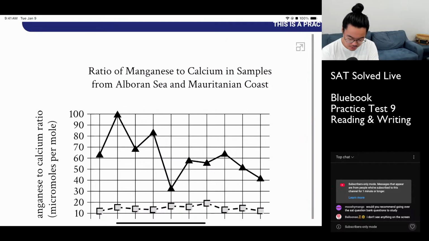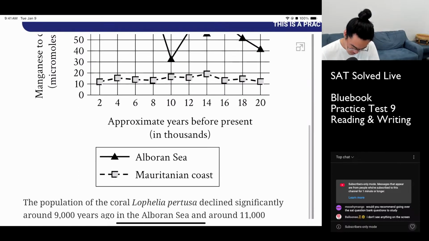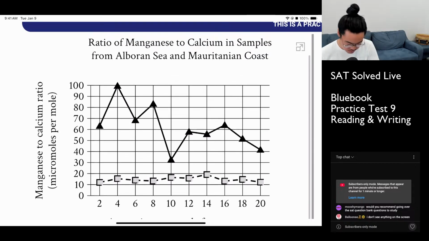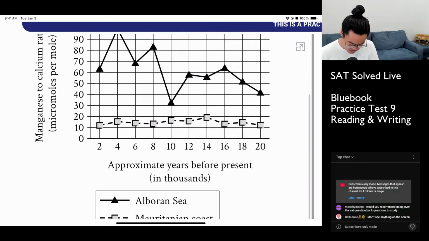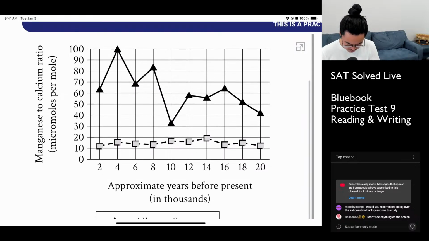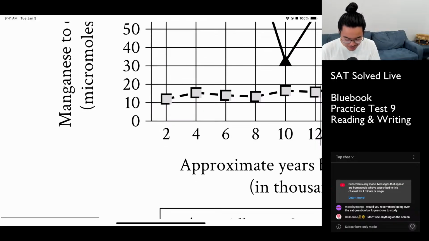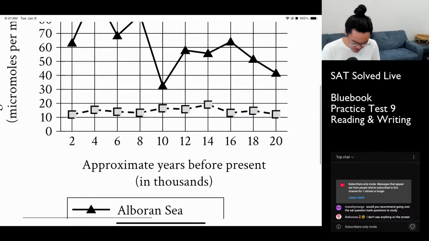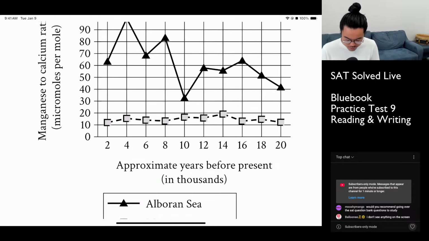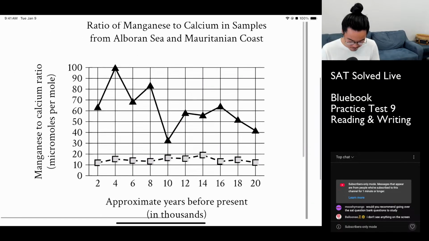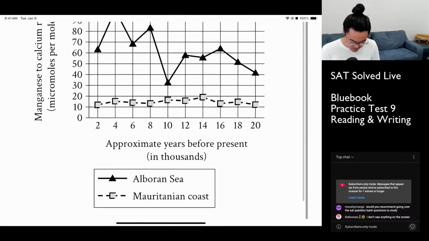Ratio of manganese to calcium in samples from A to M. Hang on, what? A is the triangle, M is the square. Manganese to calcium. So manganese goes high 4 years before the present and goes low 10 years. Wait, this is backwards, which is. What? Why is the 2 not on this side? Why is it? Oh my god, that's so annoying. So this is backwards in time, which is freaking annoying. Hang on, let me just double check this.